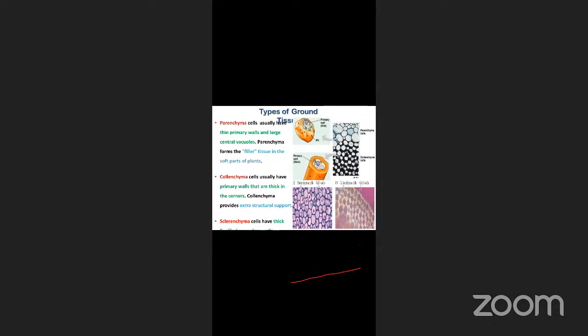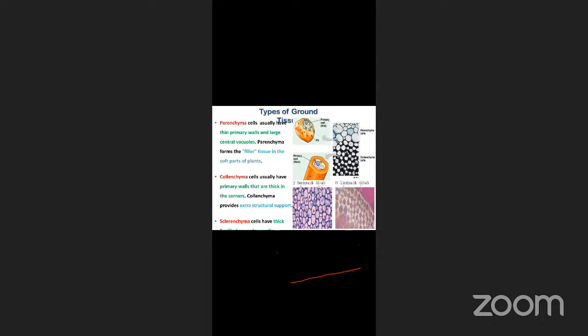Parenchyma again has five types: chlorenchyma, aerenchyma, storage parenchyma, water storage parenchyma, and lastly idioblast parenchyma. All these are parenchyma tissue types.